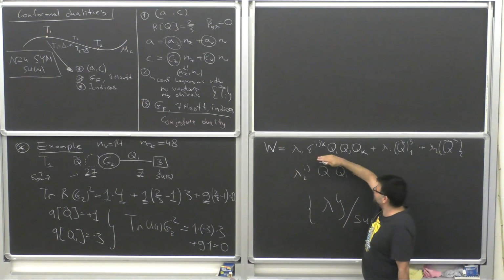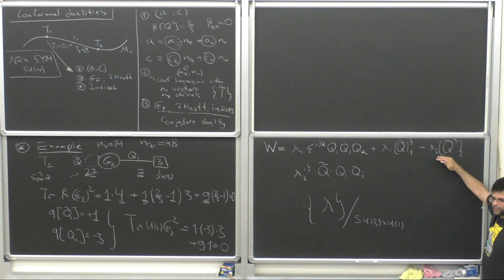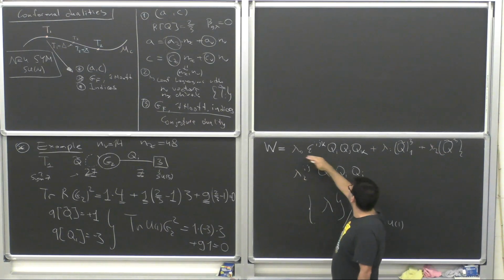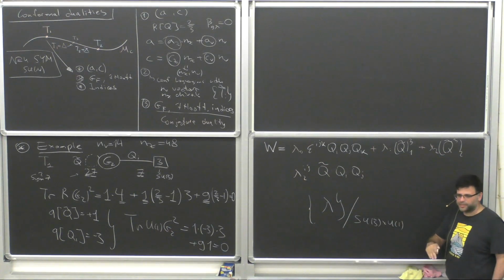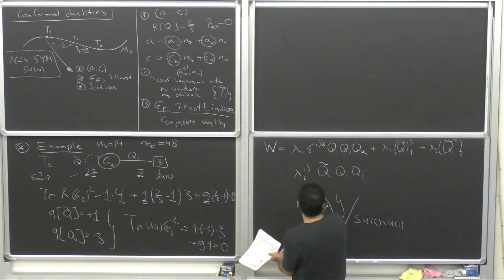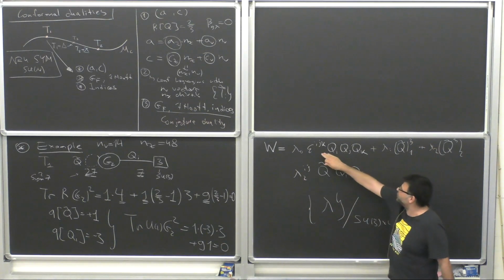So to do that, we look at the charges of the various operators that are here, the representations of them under the symmetry group, and then the couplings have the conjugate representation. Okay. So what are the charges? What are the charges of these guys? So what is the charge of this Qi, Qj, Qk, epsilon ijk?